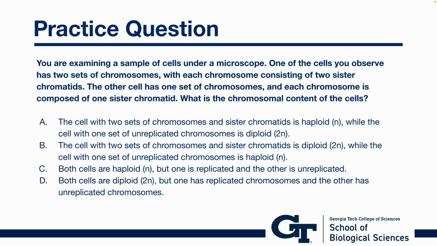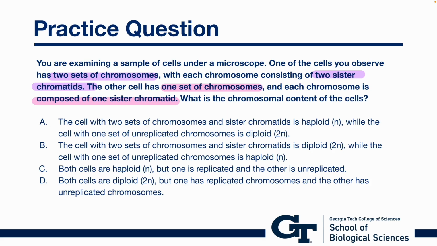So let's look at it. Again, we're examining cells. So you might wonder how I know there's going to be a question about this on this exam, because I took it from a past exam. But we're told that in the cells we have two sets of chromosomes, and each chromosome consists of two sister chromatids. And then we have another cell that has one set of chromosomes, and each chromosome is composed of one sister chromatid. So really, what you can do with this question is, if you really want to, you can just draw this out so you can have the answer.